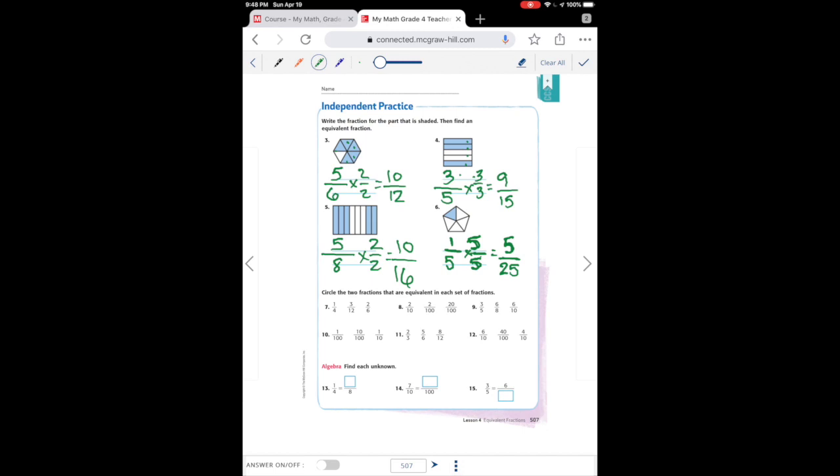So for number 7, I'm going to look at 1/4. I know that if I multiply 4, I'm never going to get 6. So 1/4 and 2/6 cannot be equivalent. I know if I multiply 4 by 2, it's 8. If I multiply it by 3, it's 12. So 1/4 times 3/3 is equal to 3/12. So these two are equivalent. If I multiply 4, I will never get 6, so that cannot be an equivalent fraction.